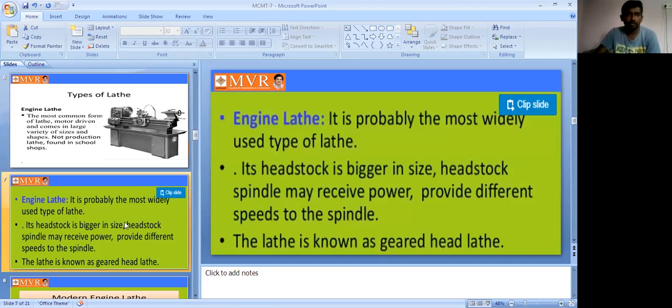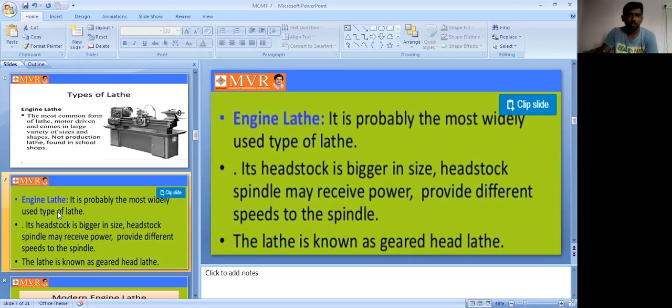So the lathe is also known as a geared head lathe. We can call it a geared head lathe. Why? Because in this lathe we can see some of the gears, 1, 2, 3. So we can see the gears, and that is why we call it a geared head lathe machine. The engine lathe we can also call the geared head lathe machine.